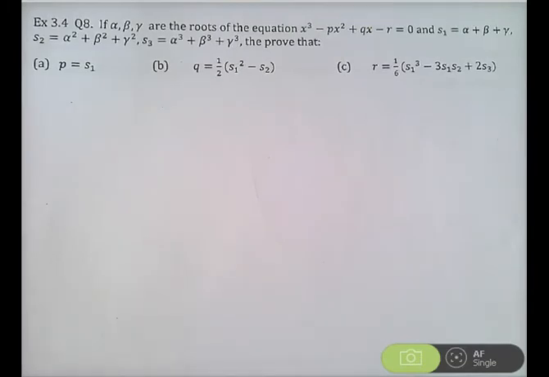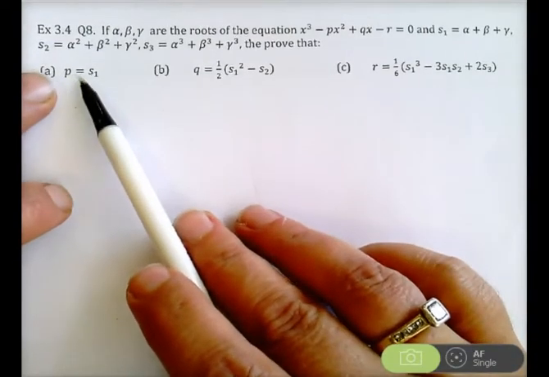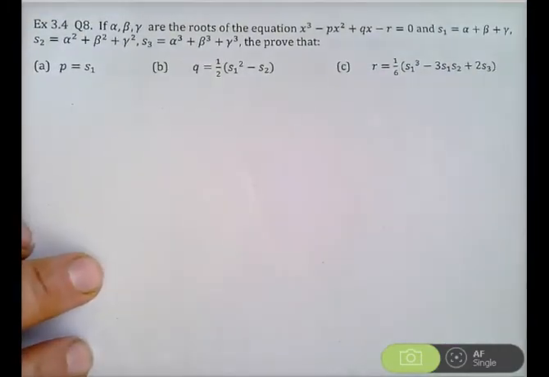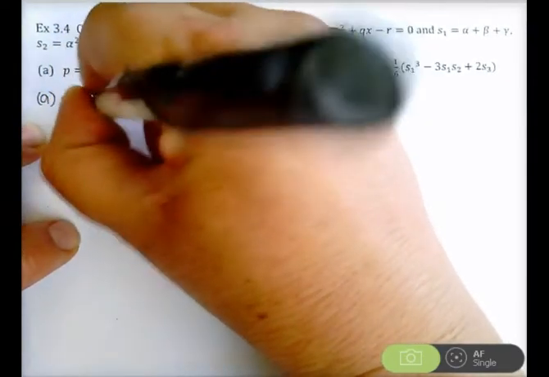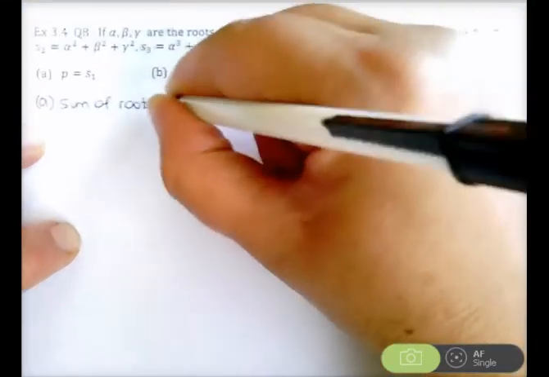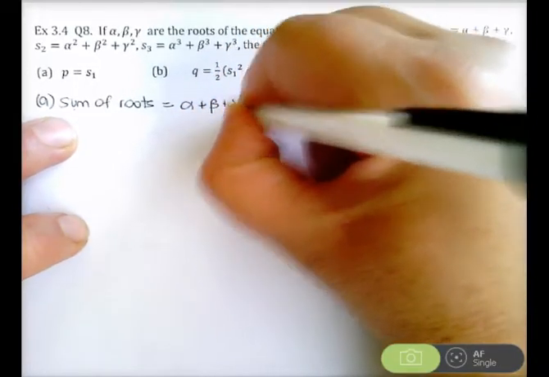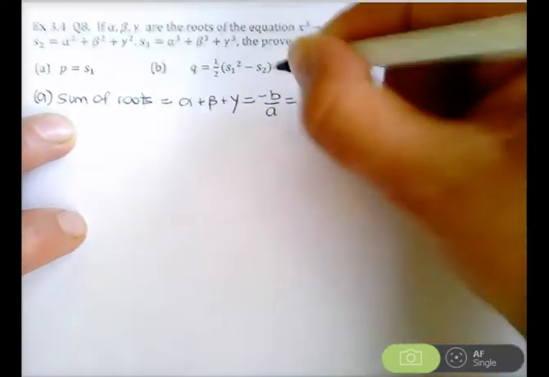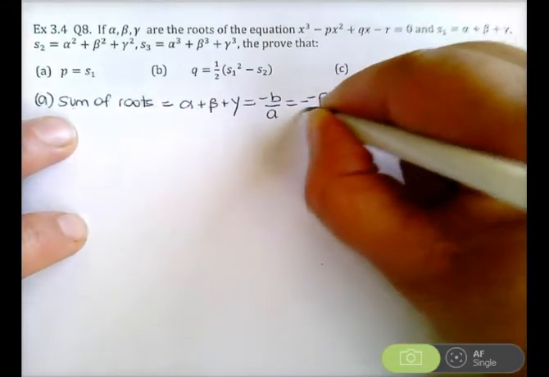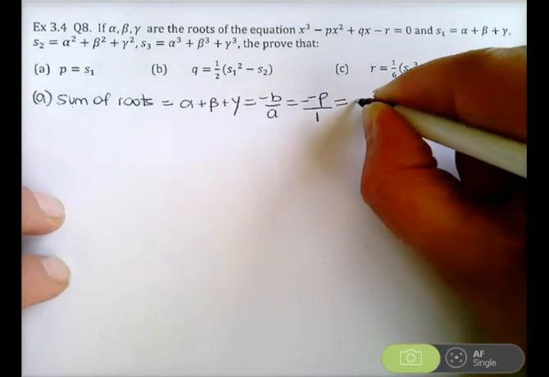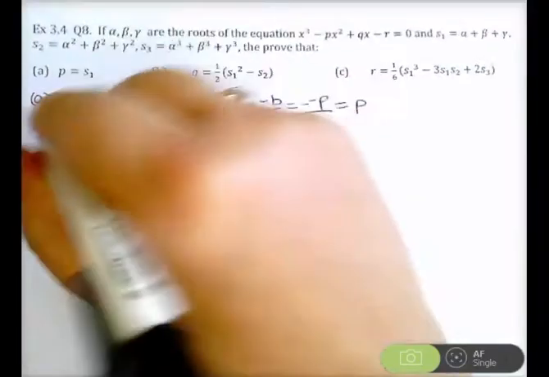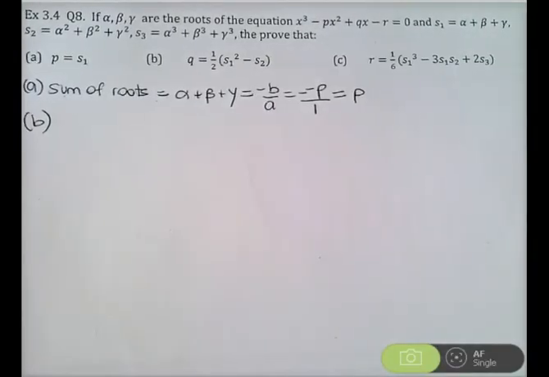First, the first one's really easy to prove. You have to prove that P equals S1, which is just sum of roots 1 at a time. So start with A. Sum of roots 1 at a time, or just sum of roots, isn't it minus B on A? It's alpha plus beta plus gamma, which is minus B on A, which happens to be minus negative P on 1, which is P. That's the first one.